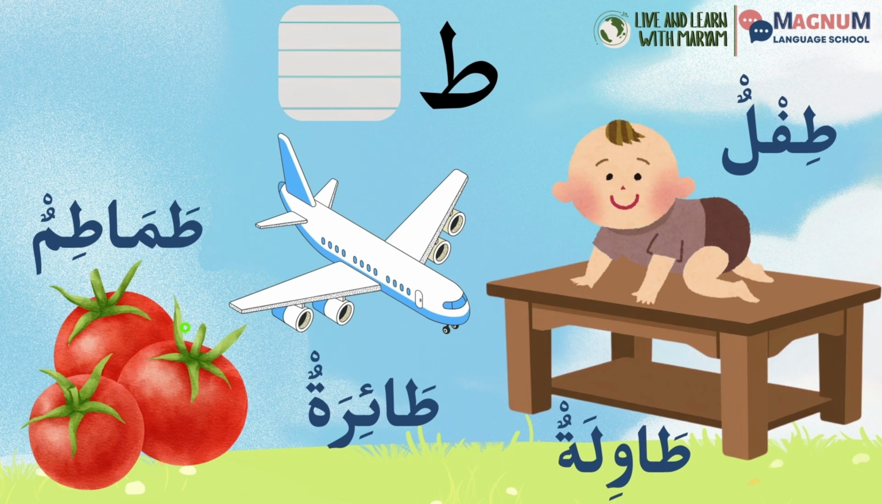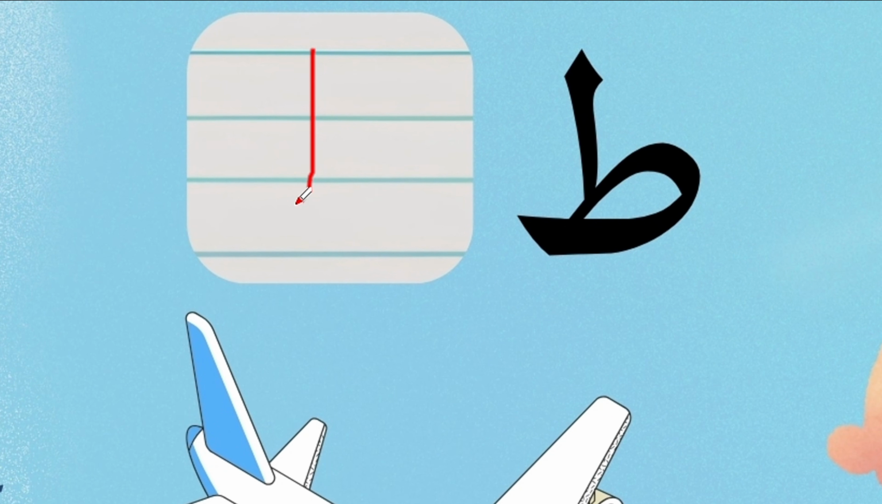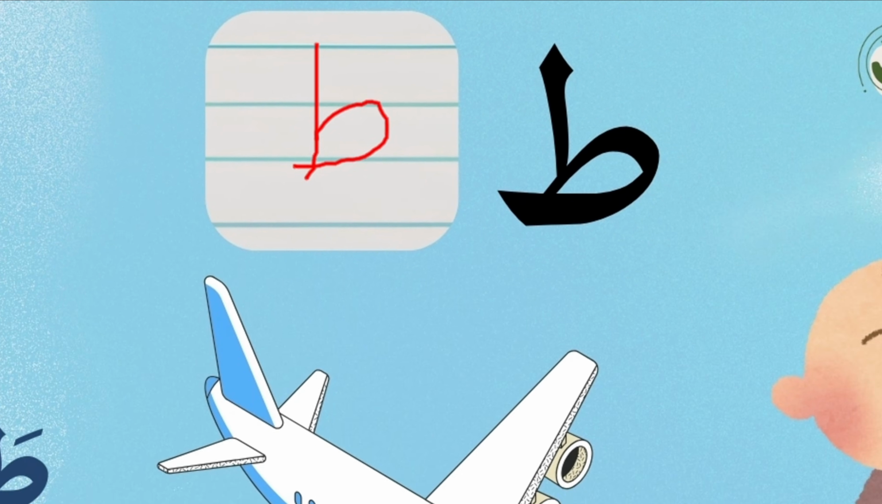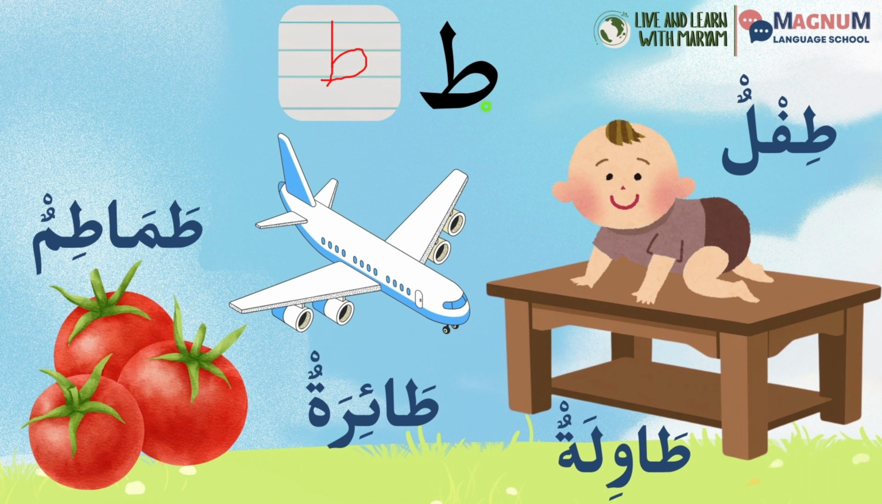Okay, next is thaa. This is thaa. Thaa. Okay, now practice the words. Thaa for tiflun. Tiflun means baby. Thaa for tawilatun means table. Thaa for ta'iratun means airplane. Thaa for tamatim means tomato.